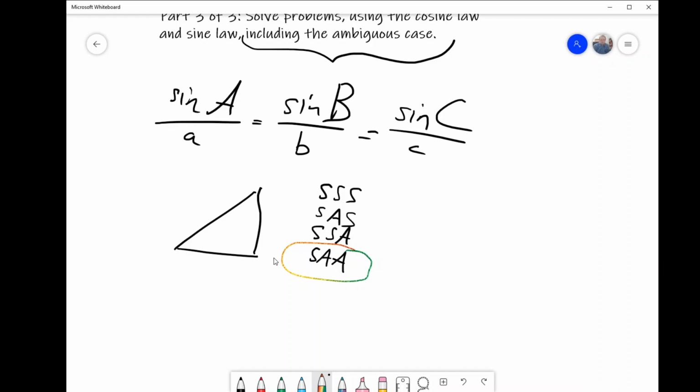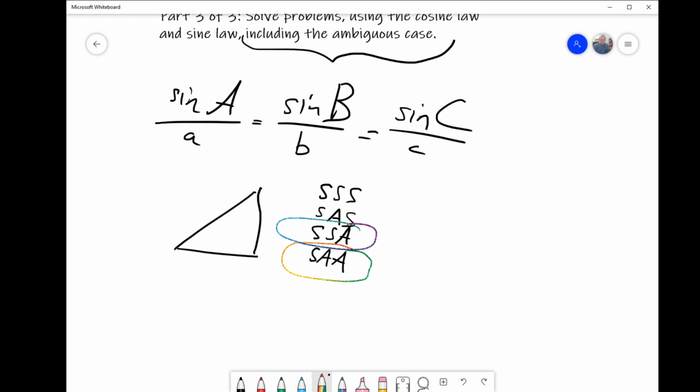Now if you have side, side, angle, you can also use the sine law, because then you would have two sides and the angle opposite another one. If you have side, angle, side, or all three sides, then the sine law breaks down. The side, angle, side doesn't work because the angle you have is not opposite one of the sides you have. And side, side, side doesn't work because you've got all your denominators and none of your numerators, so you don't yet know what the ratio is.